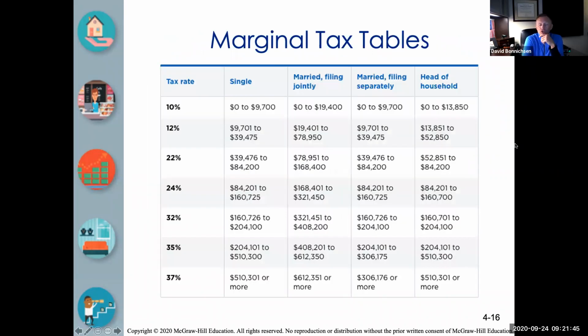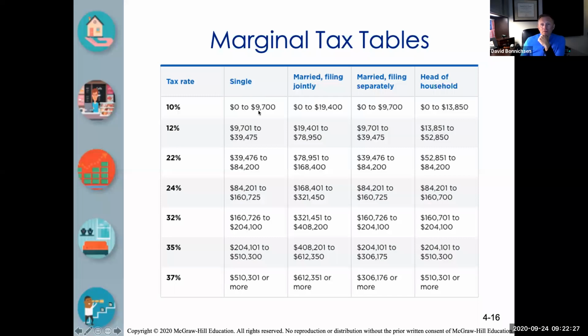Here are the marginal tax tables from 2019, and as you can see, we've got the marginal tax rates down the side. We're just going to assume for a second that we're filing in a single status, and that we have a job where our taxable income was that $52,000 that we saw on the previous slide. The first thing we have to do is see, filing single, which marginal tax bracket that $52,000 falls within.